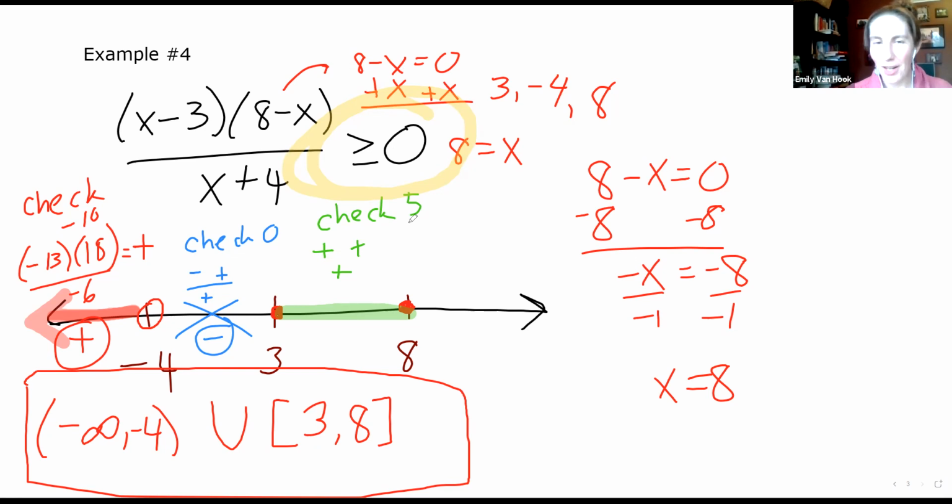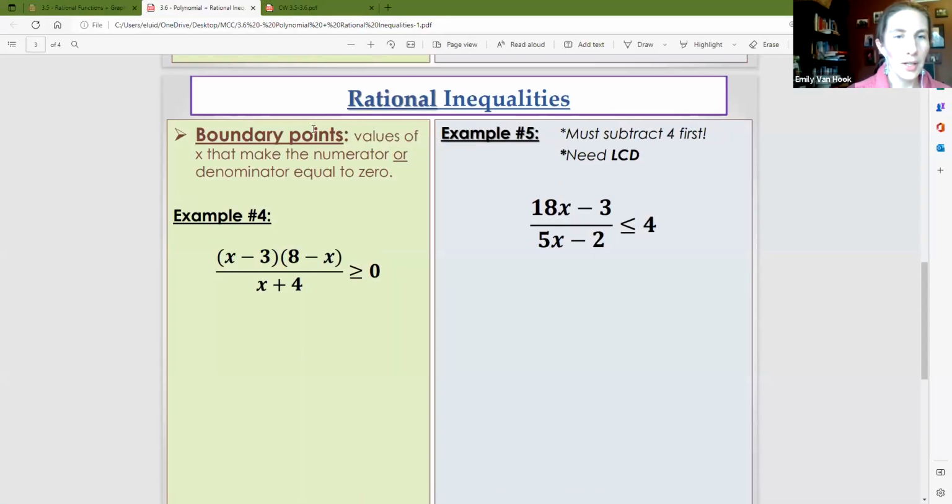Okay, really good question. I'm going to flip back to our notes just to remind you where we are, and then we'll do example 5. We just did example 4, and now we're going to look at example 5. Before we do it together, notice how it's not equal to 0 yet. So you can't just set each of these factors equal to 0 and set your number line up yet. We have some work to do. If your equation or inequality isn't equal to 0 yet, you have to do that first.